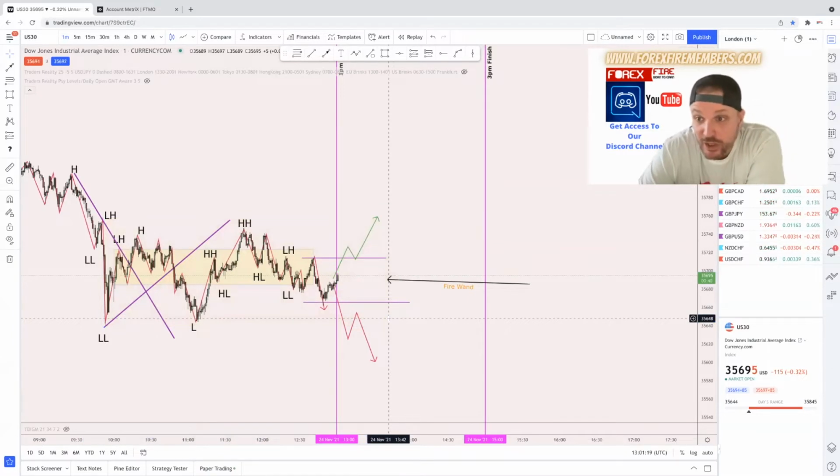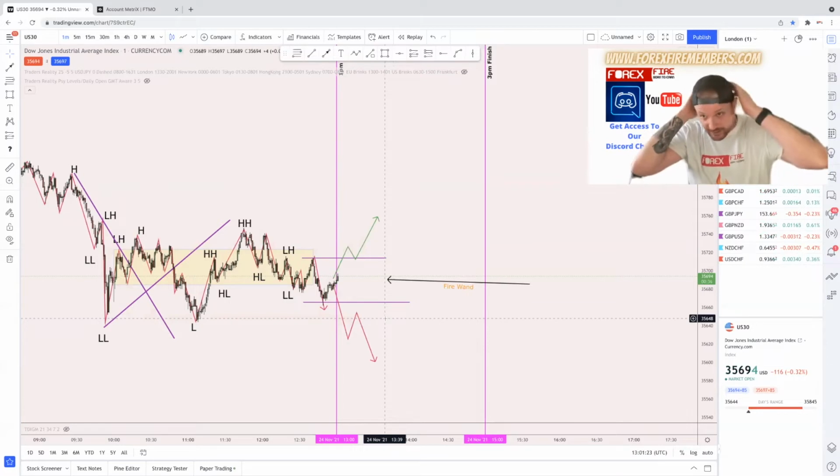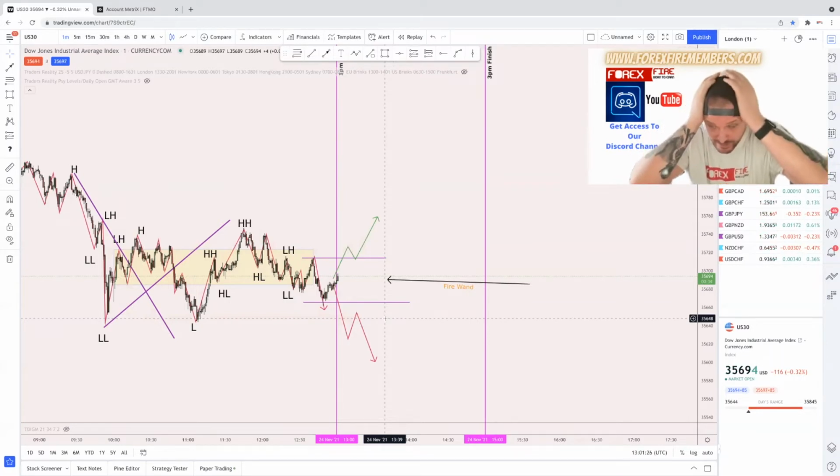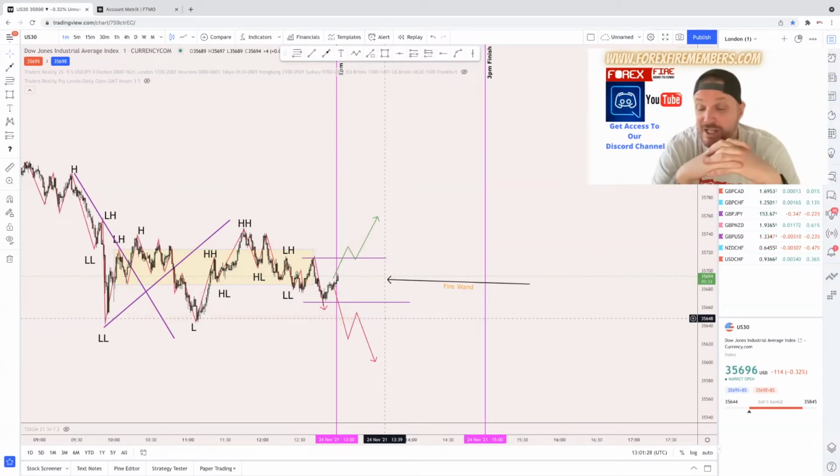But this is a learning curve for me, just as it is for you. Again, I don't hide behind anything. If I fall flat on my face, it's just something that I can look back on and see where things went wrong. What you need to understand as well, going on this, is the US30 is a lot more volatile than any other pair that I would generally trade.